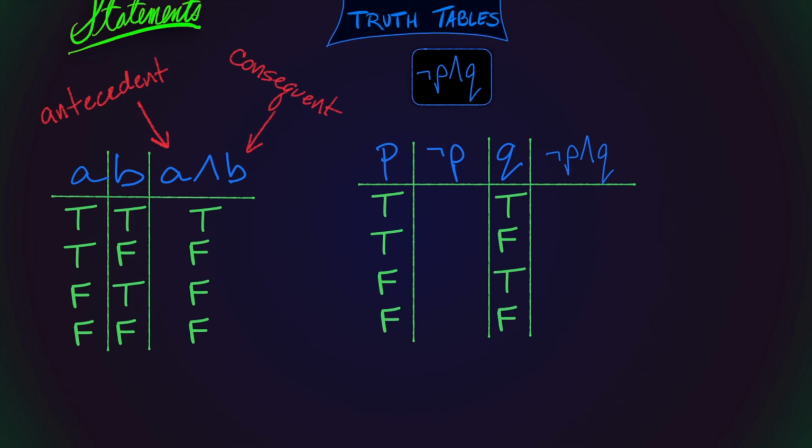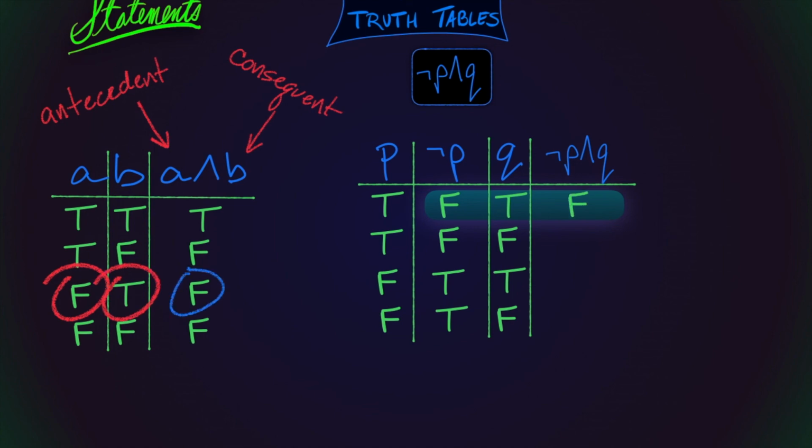And now we can fill out not P because it's going to be the opposite of P. So we're going to have false, false, true, true. And this last column is our goal. So the fact that we have not P and Q means that it's going to look a little bit different than it did with just P and Q. So the antecedent is not P, the consequent is Q. So if we look off our table, the antecedent is false, the consequent is true, and when that happens, we get a false, and so we're going to have a false.